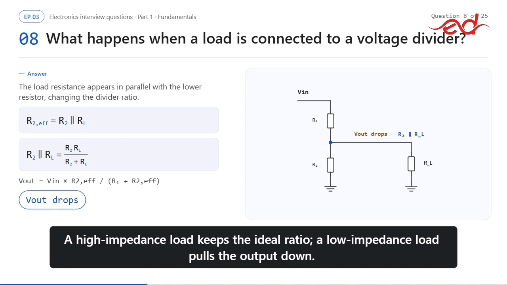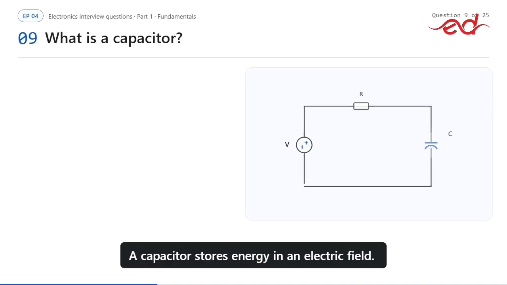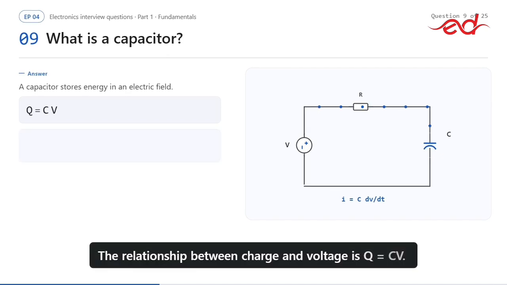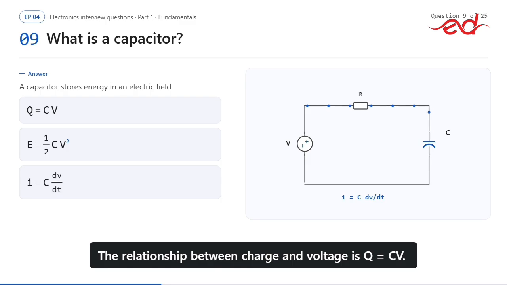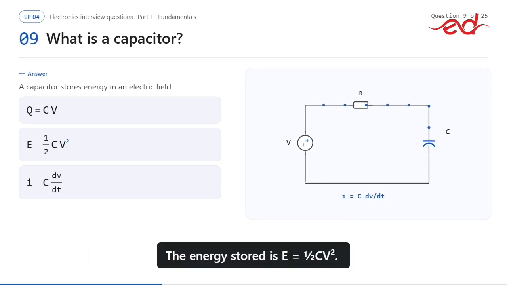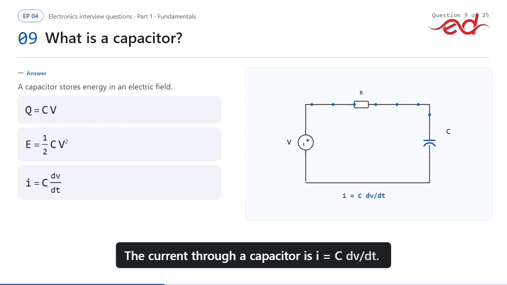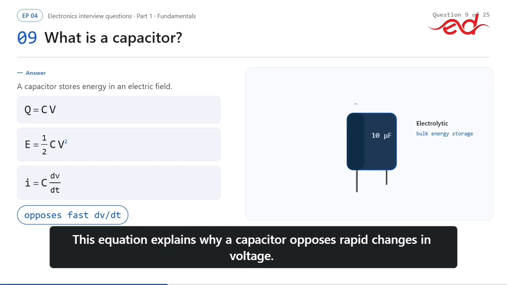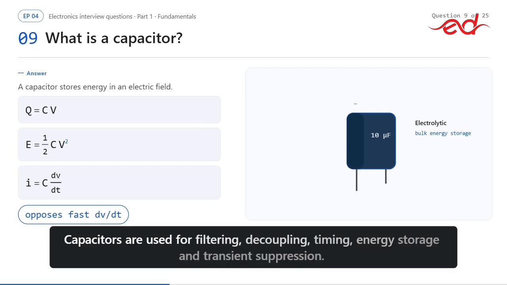So now the next question is, what is a capacitor? A capacitor stores energy in an electric field. The relationship between charge and voltage is Q is equal to CV. The energy stored in the capacitor is equal to half CV square. The current through a capacitor is I is equal to C dV by dt. This equation explains why a capacitor opposes rapid change in voltage. For example, a capacitor is commonly used for filtering, decoupling, timing, energy storage, and transient suppression.